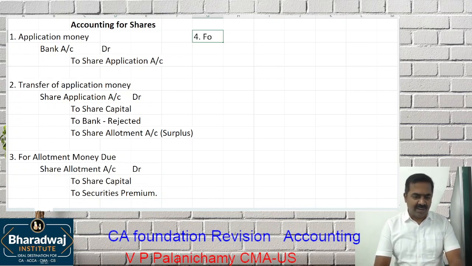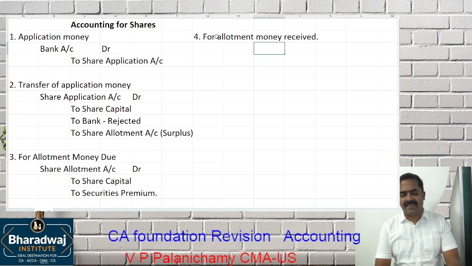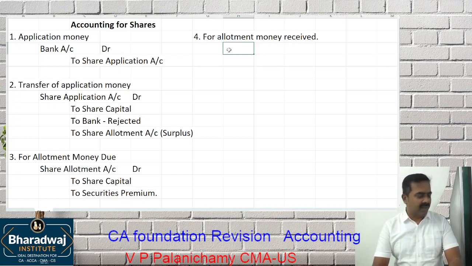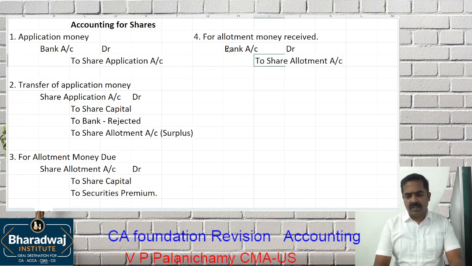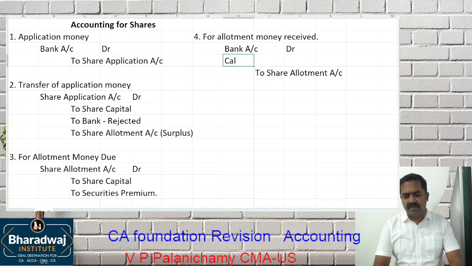Number four, for allotment money received. What is the entry for allotment money received? Bank account debit to share allotment account. Suppose if calls are not paid, we'll open which account? Calls in arrears account. Suppose somebody pays advance money, we'll open which account? Calls in advance account. Depends on the question.